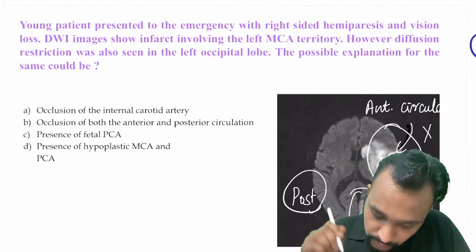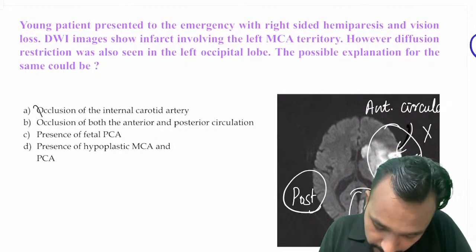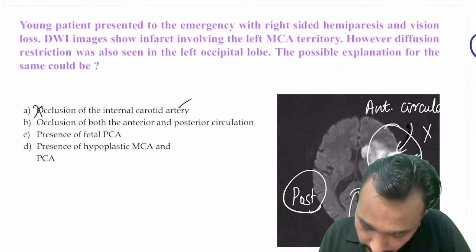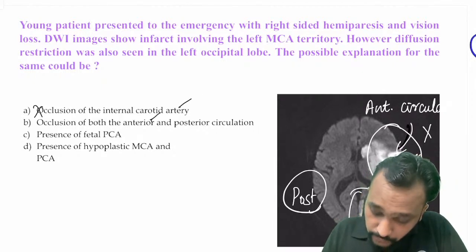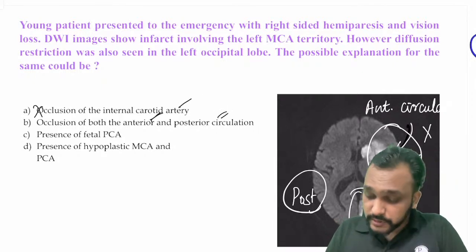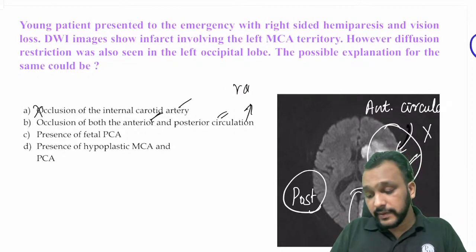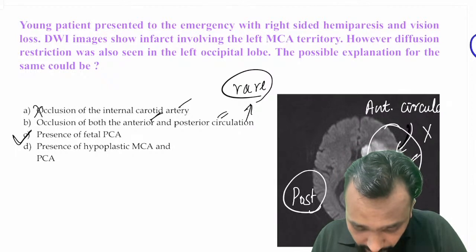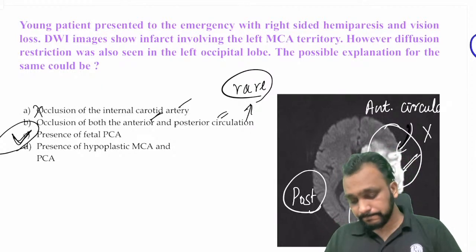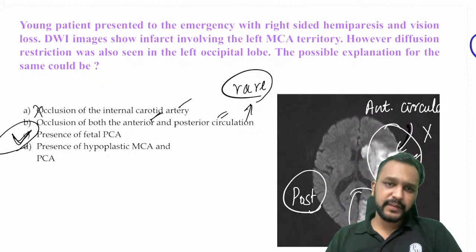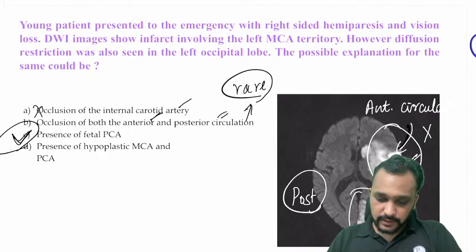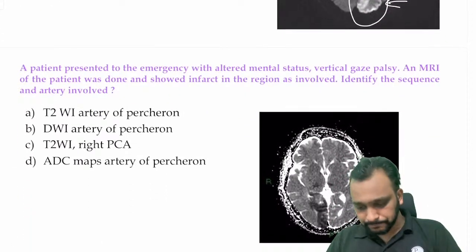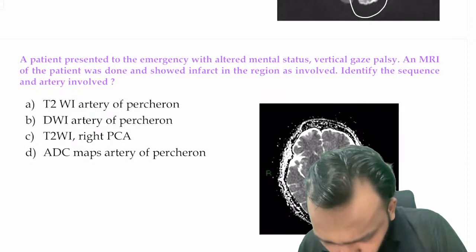So the answer to this question will be: it is not due to occlusion of the internal carotid artery, and it is not due to occlusion of both anterior and posterior circulation. That can be a very rare condition, right? It is due to the presence of a fetal posterior cerebral artery. So, the last question.